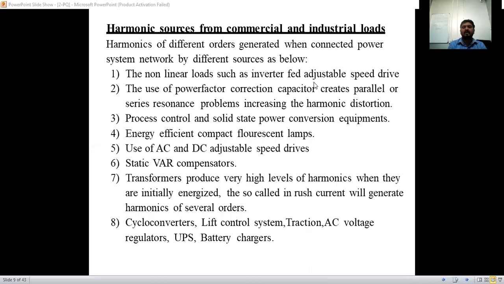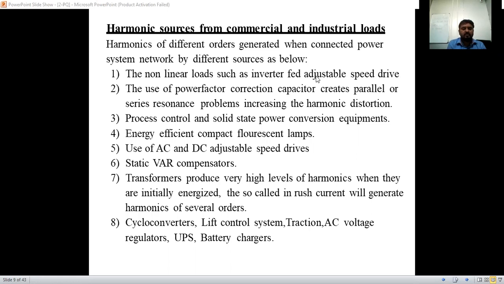Energy efficient compact CFLs are also used. A fluorescent lamp itself is an electronic device, because we use an electronic ballast nowadays. Because of that, some harmonics will be produced. So the electronic ballast and similar things we can consider.